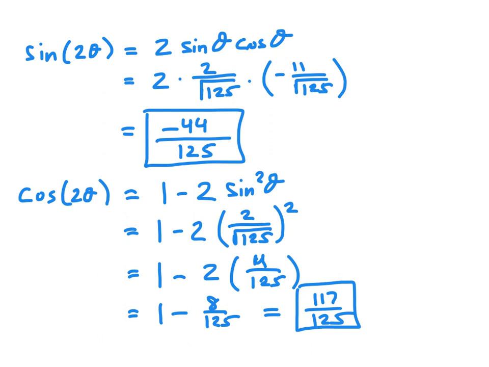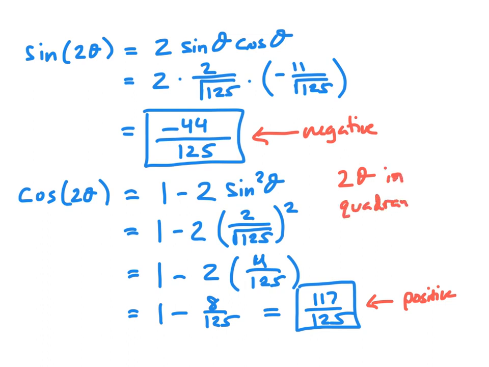Notice here that the sine of our angle is a negative number, and our cosine down here is a positive number. And so if we put these two facts together, we have a negative sine and a positive cosine. This tells us that the angle 2 theta is going to be in quadrant 4. This is the quadrant in which sine is negative, yet cosine is positive.